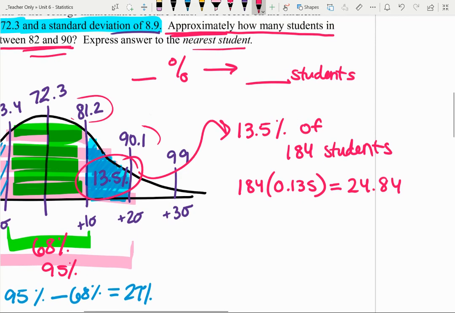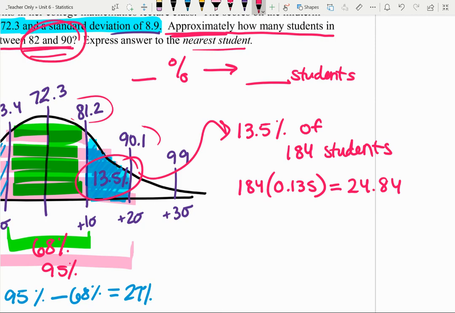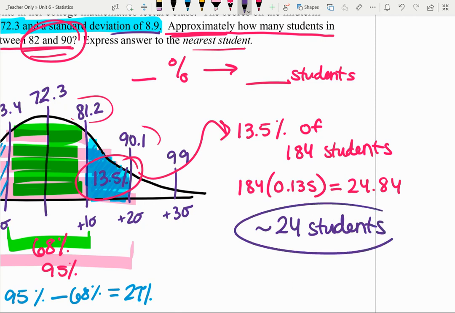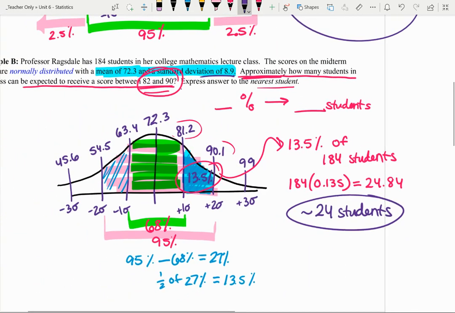And so when we do that, we get 24.84. Now it does say express our answer to the nearest student. I don't know about you, but I don't know what 84 hundredths of a student looks like, besides kind of a mess. And since our values were a little bit outside of the range between 82 and 90, they weren't exactly spot on, I think rounding down to 24 students is a reasonable approximation because our boundaries were a little bit larger than our anticipated boundaries, and rounding up maybe isn't accurate here. So approximately 24 students.